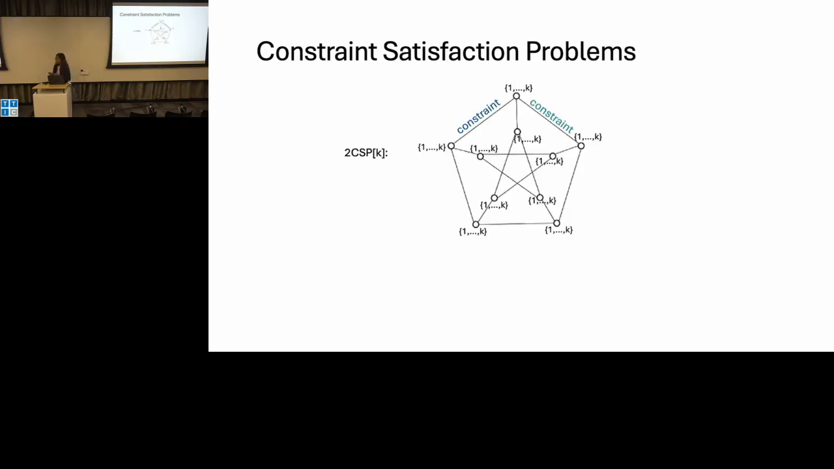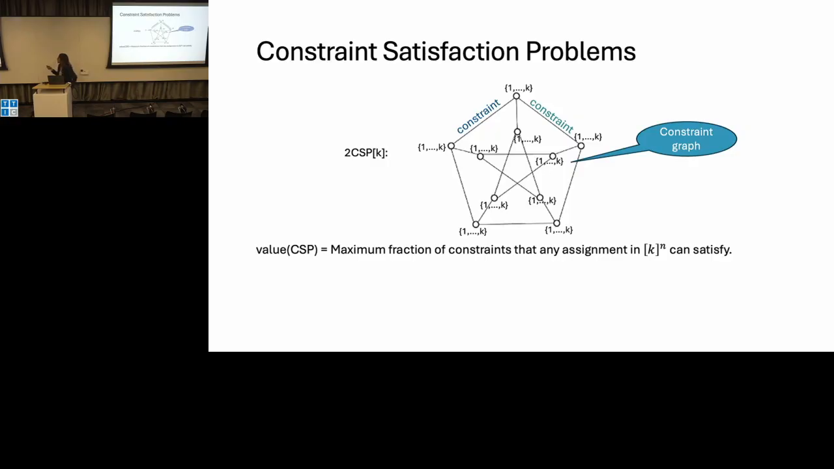Okay, so recall that 2-CSPs on the alphabet K are given by a constraint graph, where each edge is labeled with a constraint on K cross K, and the goal is to satisfy the maximum fraction of constraints. Like, find an assignment in K^n that satisfies the maximum fraction of constraints. That's called the value of the CSP. And the size of the CSP is the number of variables plus the number of constraints.